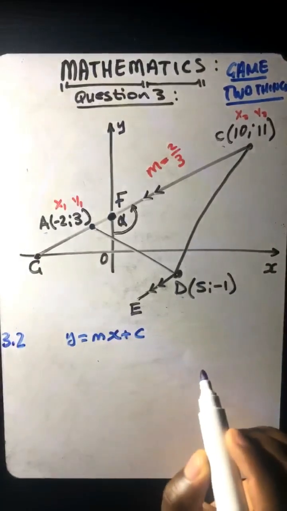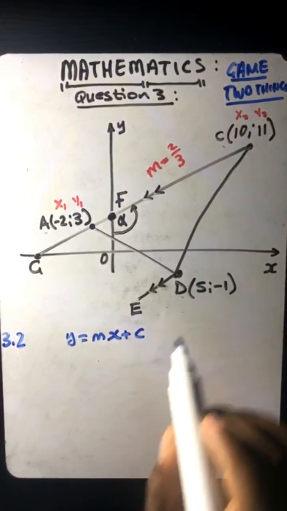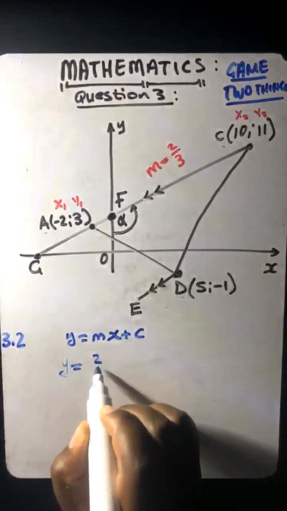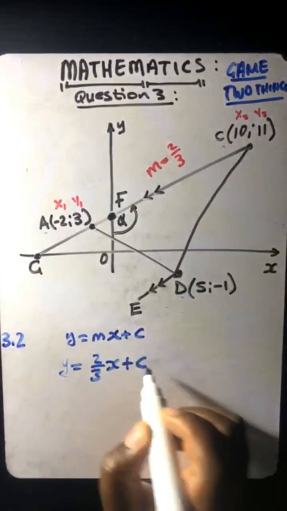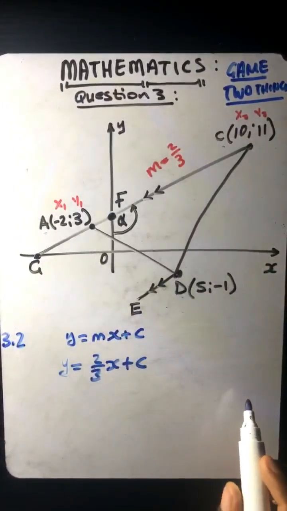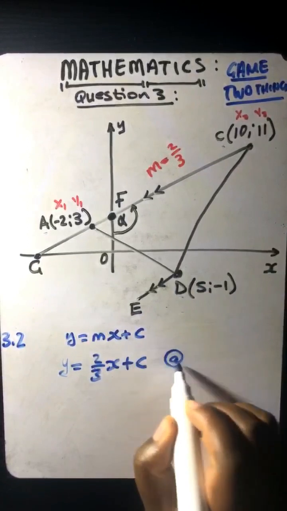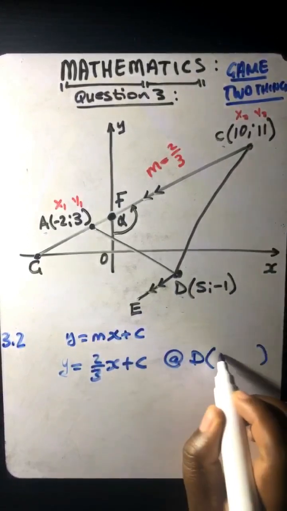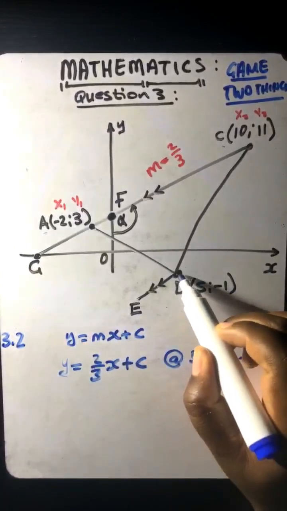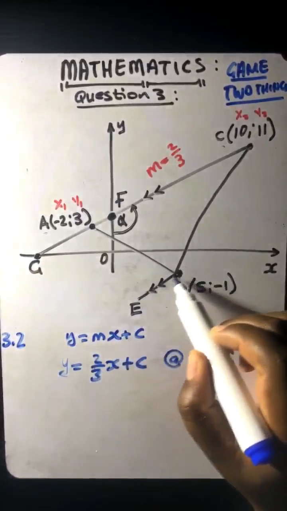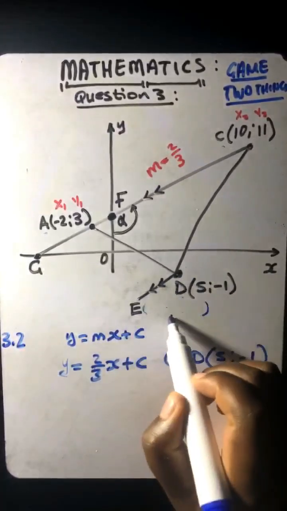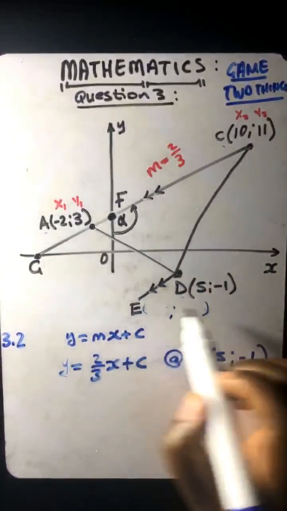So let's see. The honorable member is saying that because these two lines are parallel to each other, that means y equals 2/3x plus c for this line DE or ED. And most importantly, we need a point, which is point D. Why point D? Because we are looking for an equation of that line, so we need a point on that line. If we had this point E, we could also use either point E or point D.